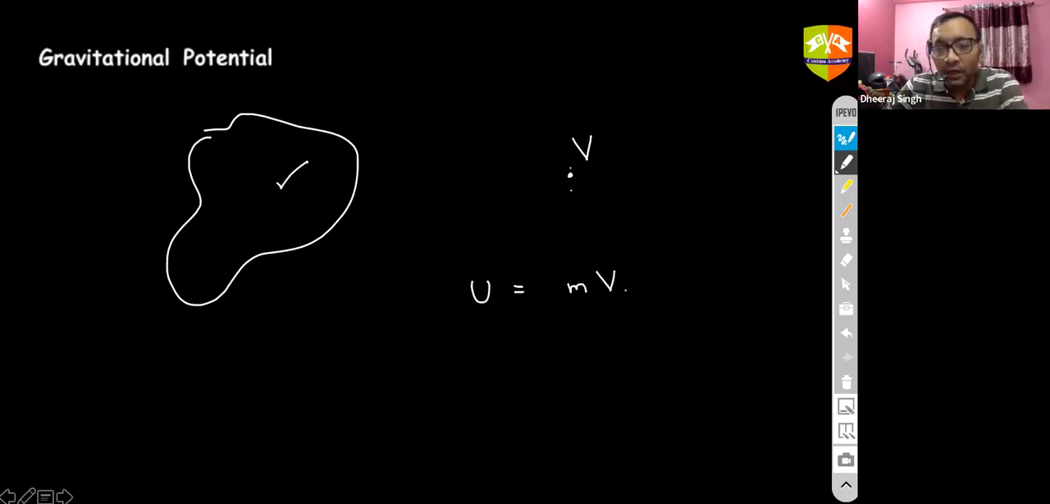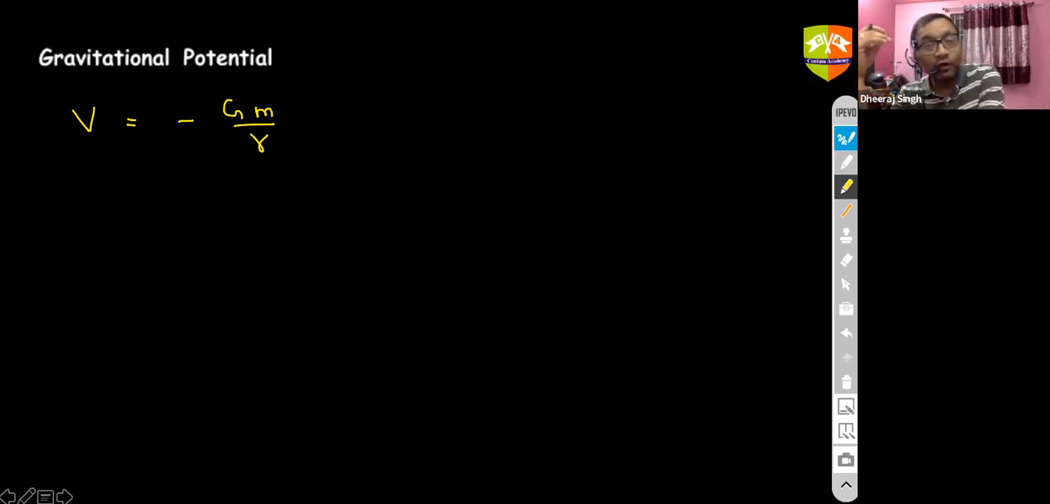Okay, so the potential for a point mass is minus GM by r. By the way, I keep saying point mass, even for a uniform spherical shell. Outside the shell, the spherical shell behaves like a point mass located at the center. So whatever we write for the point mass is valid for the sphere also, outside the sphere.